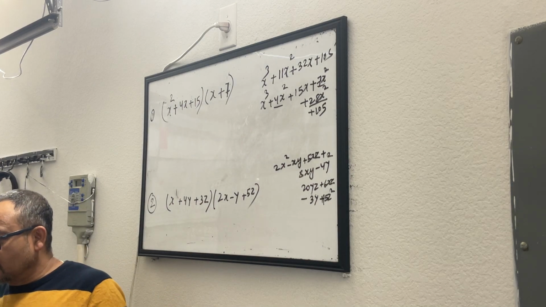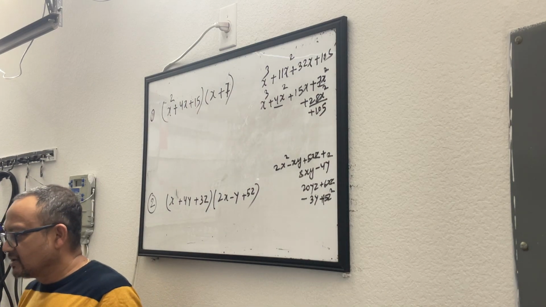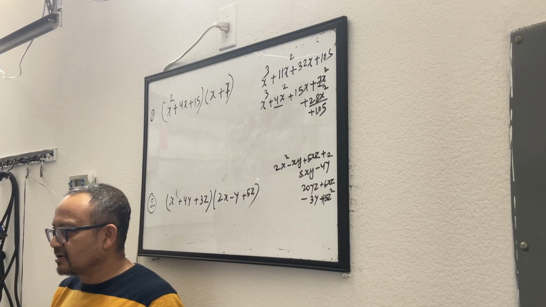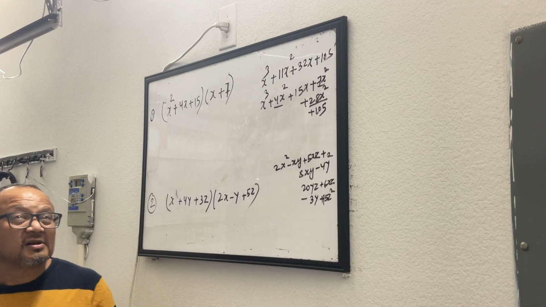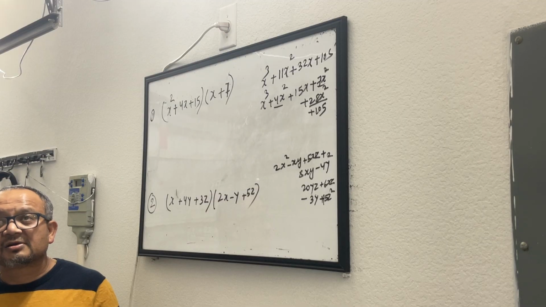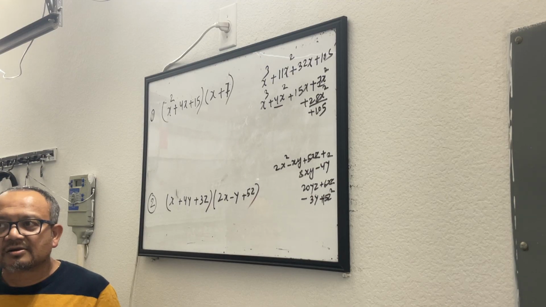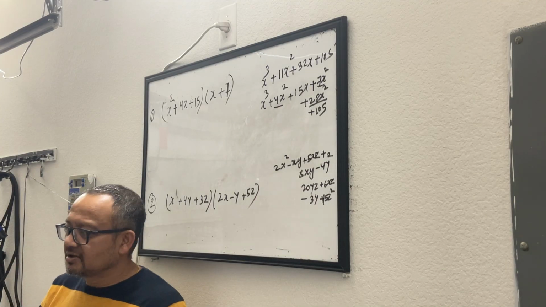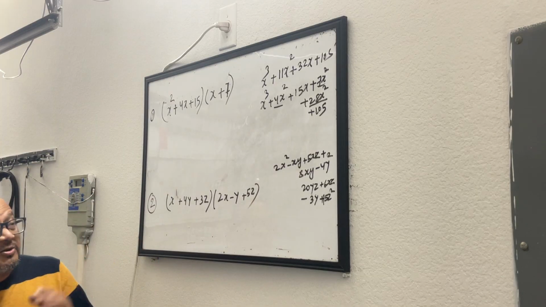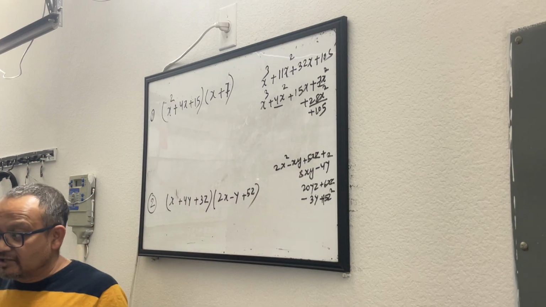Kian, what did you get? You got both of them? Yes, sir. For the first one, after simplifying, I got 119 plus 6x cubed. And for my second one, I got 3x plus 5y plus 84.